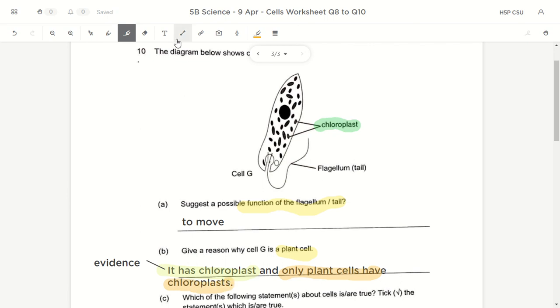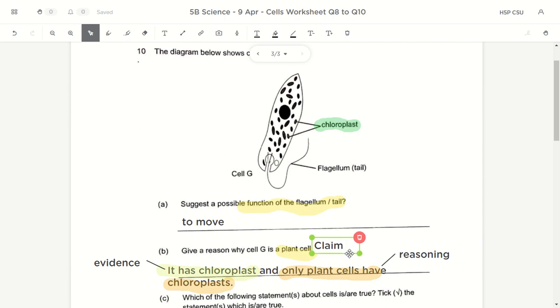So if you go back to the CER technique, the claim is already given to you. The claim is that it's a plant cell. So what is the evidence? The evidence is that it has chloroplast. So what's the reason here? Only plant cells have chloroplast. Okay, so this is how the CER technique is applied. You have your claim, which is a plant cell, which is already given to you.